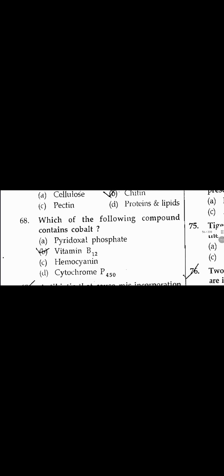Question number 68. Which of the following compounds contains the cobalt? Yes, it is vitamin B12, option B. Question number 69. The antibiotic that causes the misincorporation of the amino acid in the protein synthesis is puromycin. That is option C. Question number 70.